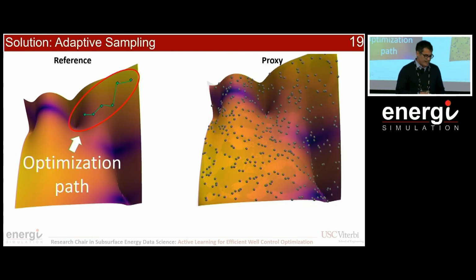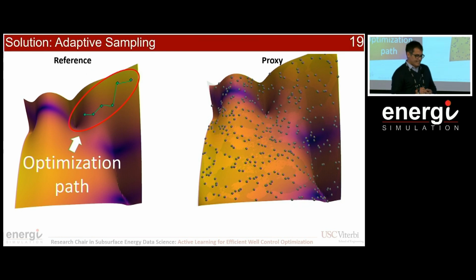So our approach to this was, let's take a look at what we're trying to do. On the left-hand side here, I'm showing the reference response surface and what a typical optimization algorithm does. It starts at some point here, and with the iteration, it begins to converge to a local solution. That's a typical behavior of an optimization algorithm.